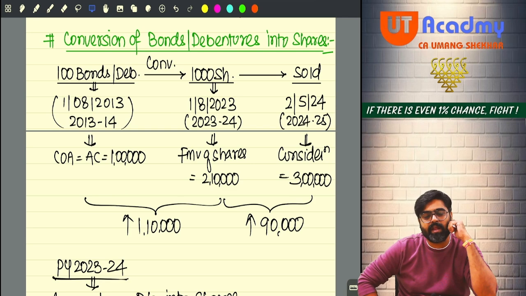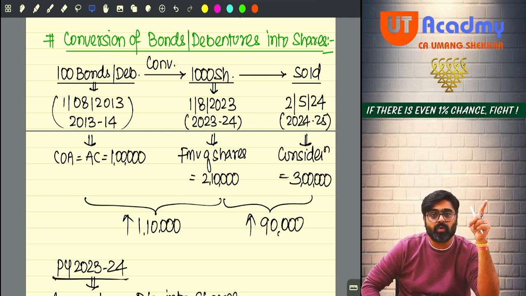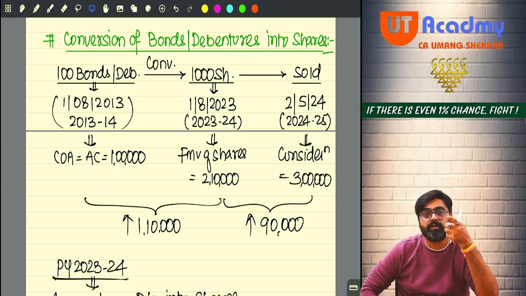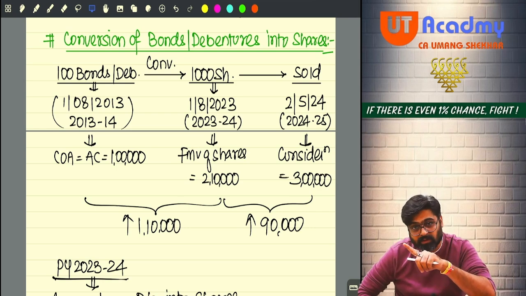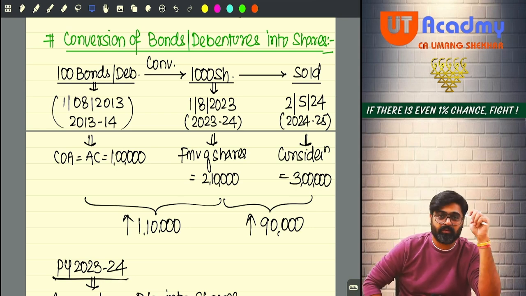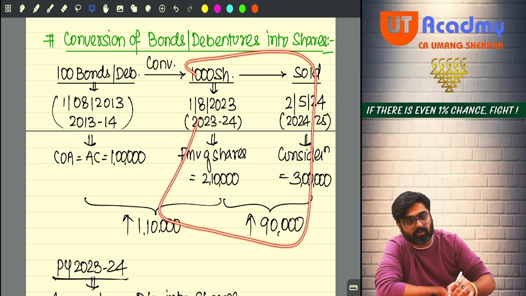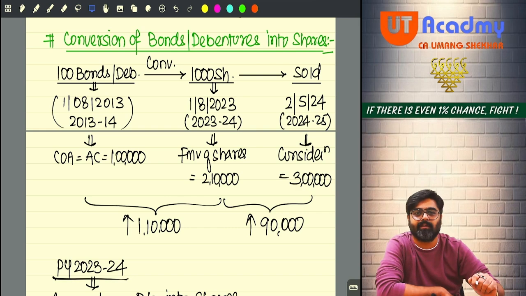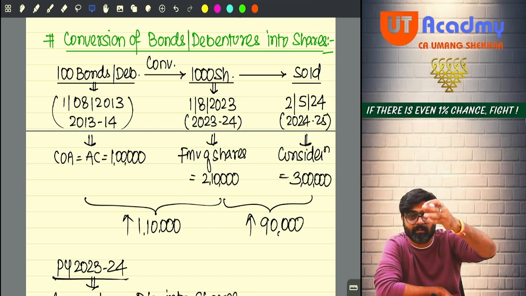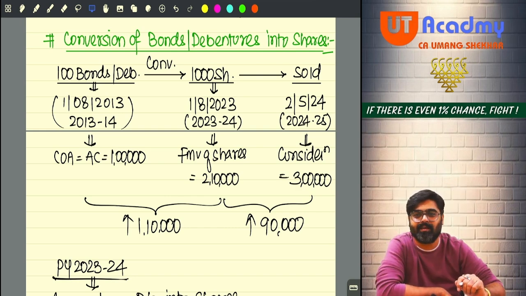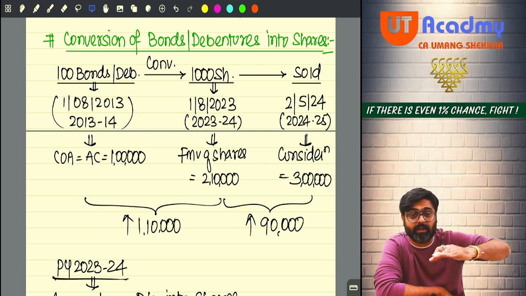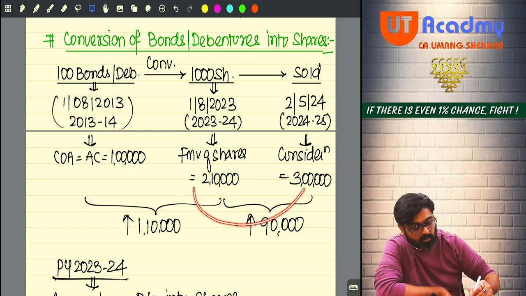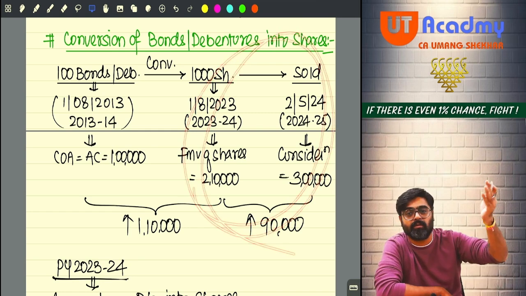So the period of holding will be taken from 1st of August 2023 to 2nd May 24? No. It will be taken from 1st of August 2013 to 2nd May 24. If you take only this period of holding, it is a short-term asset, less than 24 months, not even more than 12 months. So if you count just this period, the shares will be short-term only.